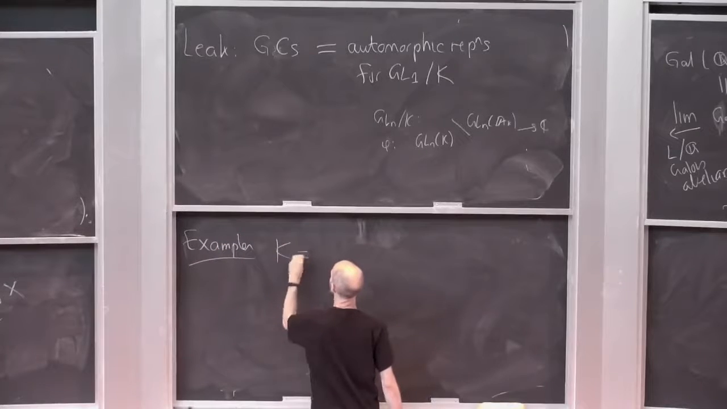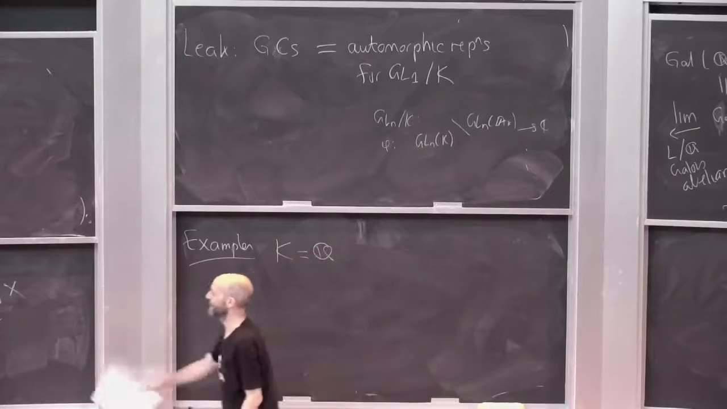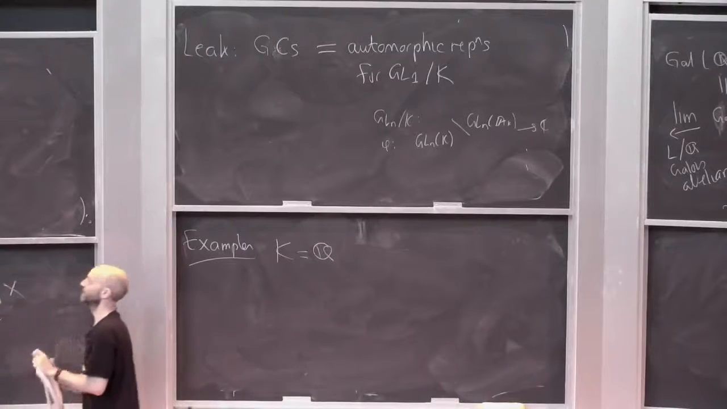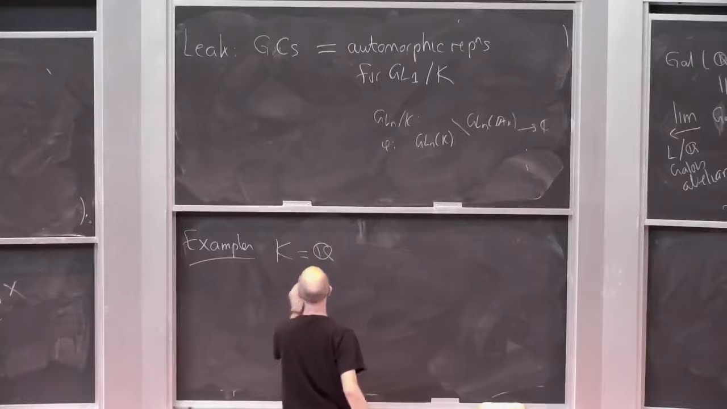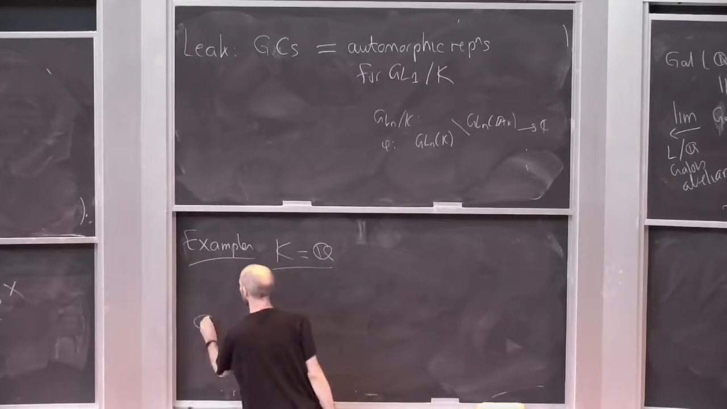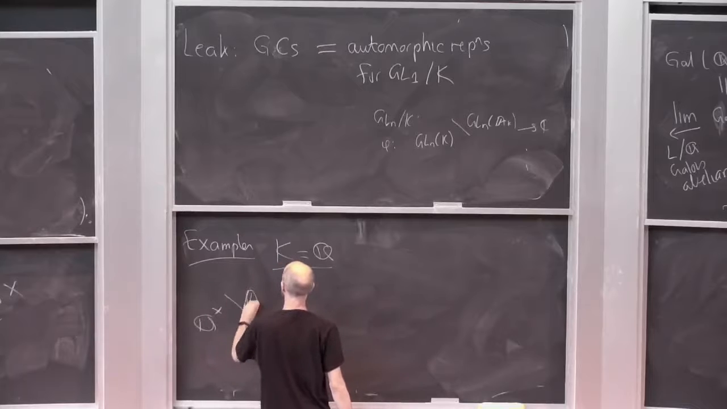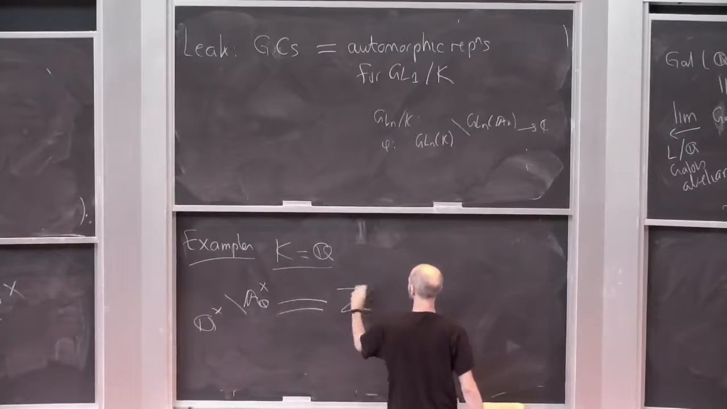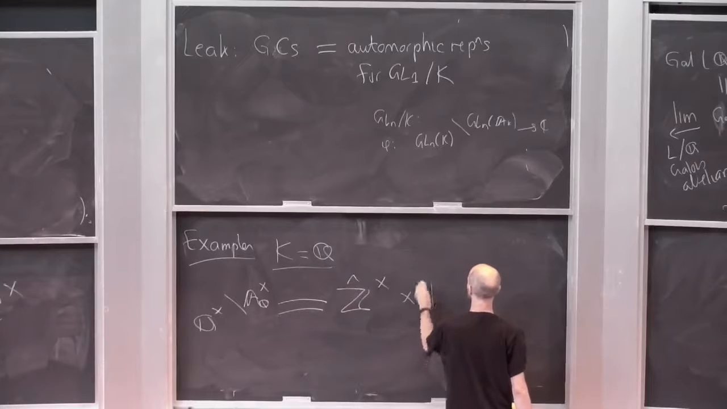Because this is a really scary definition. This is a scary object, so this is a scary definition. Let's just do K equals Q, because K equals Q is nice and easy. Okay, Q star modulo A_Q star. We know that this is Z hat star cross the positive reals.